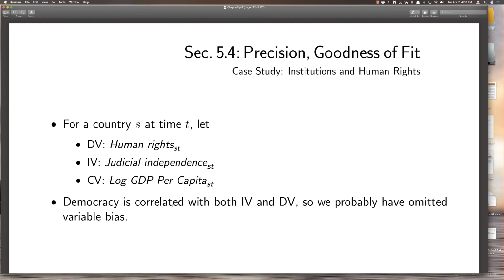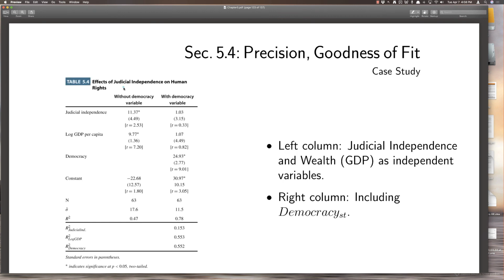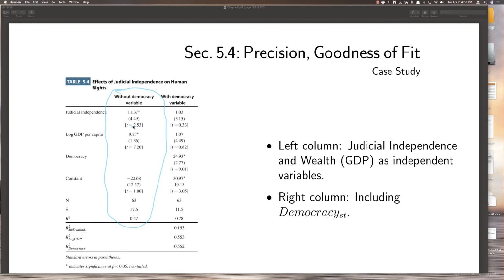So let's look at some scenarios so we can see that that is, in fact, a problem here. Let's just look at this version of the model. This is the one where we've left out democracy. And we might be tempted to say that, yes, it's statistically significant, and a 1 unit increase in judicial independence leads to an 11-point increase in human rights scores.